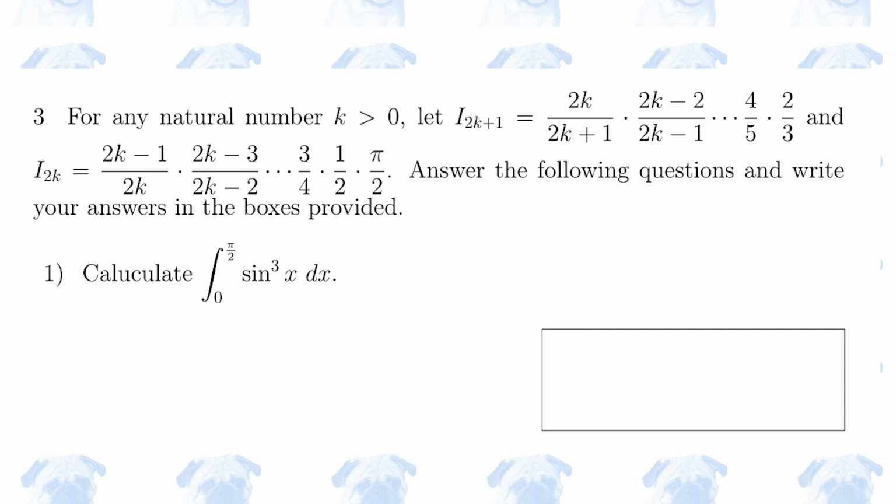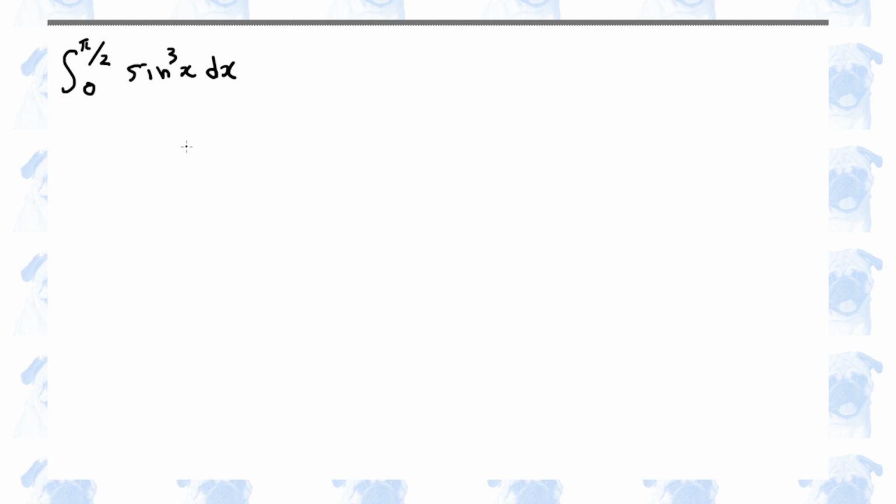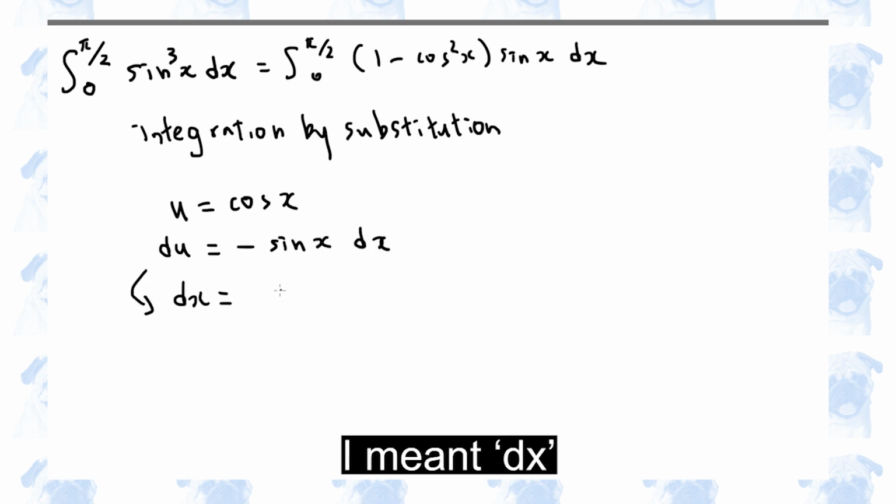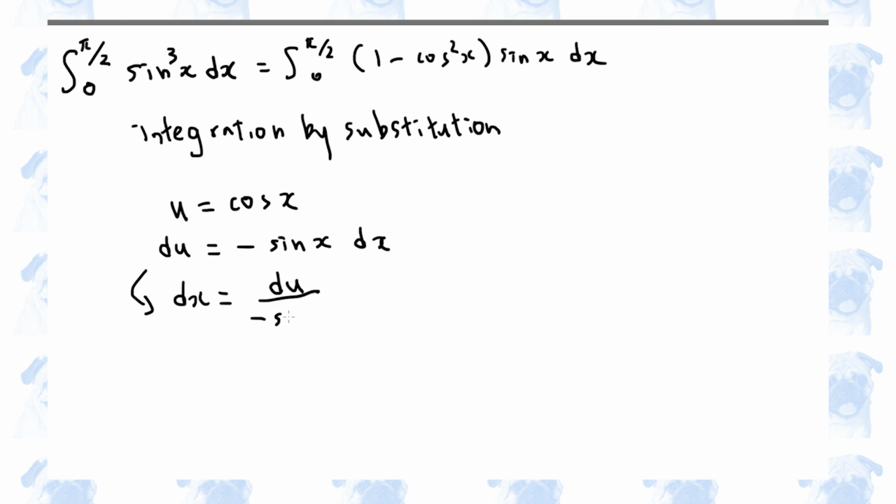Section 3, number 1. So first, notice that sine x cubed is sine x squared times sine x, and sine x squared is 1 minus cosine x squared. Now, we can try integration by substitution. Let u be equal to cosine x, which means du is minus sine x. And from this, we get dx equals du over minus sine x.